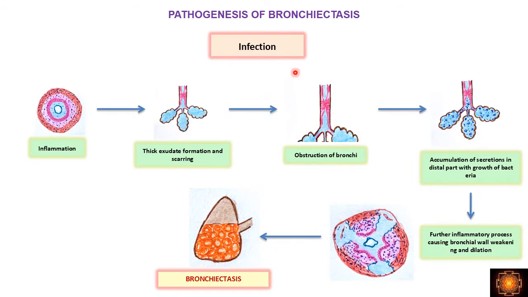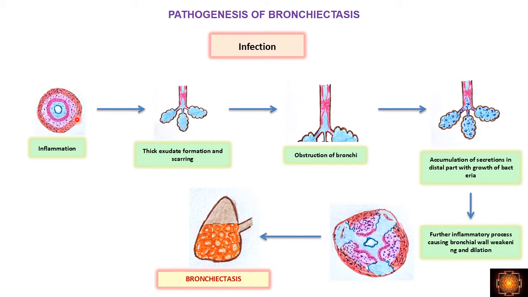Now next is how the infection causes it. Already I told you, infection which occurs in the childhood becomes a common cause for the bronchiectasis. So in the childhood, when there is an infection and the inflammatory reaction, there is a destruction of the wall, and there will be fibrosis.